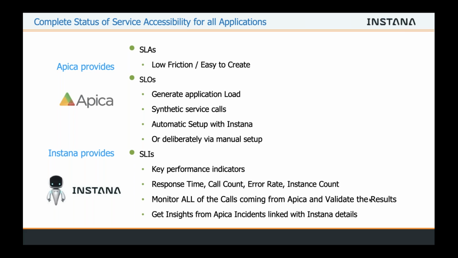And then going down further to Instana, this is where we have all of our SLIs, where we can validate or drill down into the key performance indicators, see response time, call count, error rate, instance count, and validate all of the calls coming from Apica. Perhaps deep dive on them further, or see holistically, perhaps comparing: I see that my tagged synthetic traffic is having a problem, but I can isolate that to only the geolocations where my monitors are running. The rest of my users seem to be fine. So there's a lot of insights that we can get to with these Apica incidents once we link them up with the details we see in Instana.